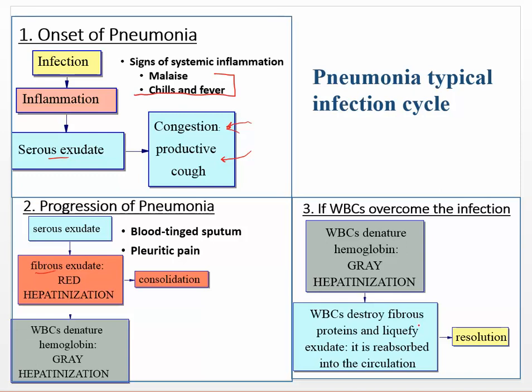The white blood cells destroy fibrous proteins and liquefy exudate. It's reabsorbed into circulation. Well, I guess that's not the problem. The problem would be the damage to the actual alveoli, and a lot of people who have had pneumonia will have that permanent damage, that permanent scar tissue, and it's always there. But what this is talking about is the white blood cells getting rid of all of these things, liquefying it, and then reabsorbing it, and that's part of your resolution.